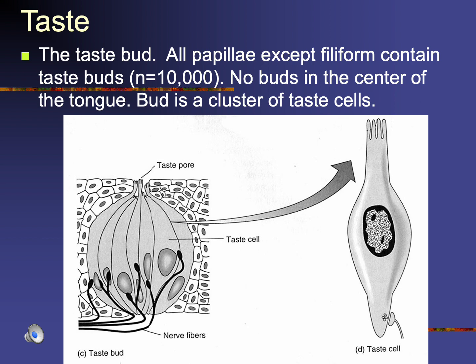Now there's about 10,000 taste buds. There's far fewer taste buds and taste cells than there are receptors in the nasal passages of the smell system. And taste actually is not as discriminating as smell for that reason. We can discriminate far fewer types of chemicals using taste cells than we can using the receptors of the nose.